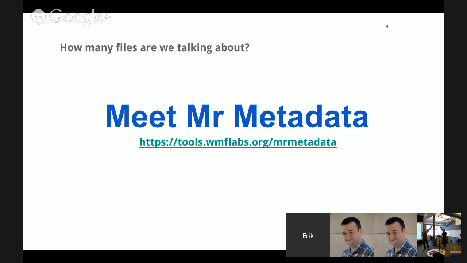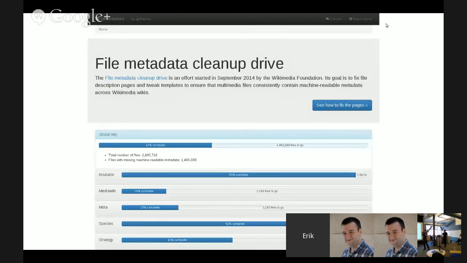So how many files are we talking about? I've built this tool, which is on Labs, and Rachel is going to paste the link in IRC. This is to get a sense of how many files we need to fix. We have about 2.5 million files that are not on Commons, and the script basically checks all these files to see if we can pull the machine-readable information.